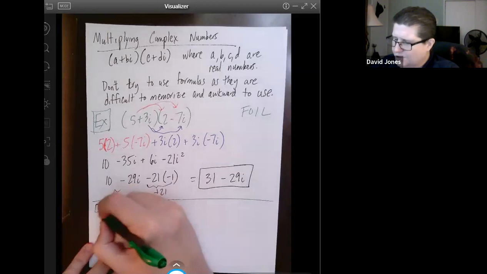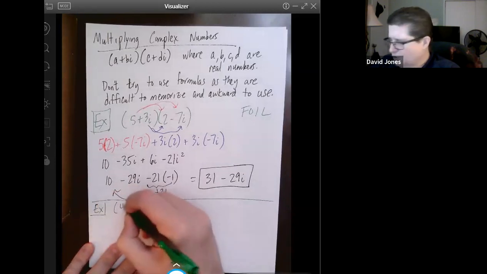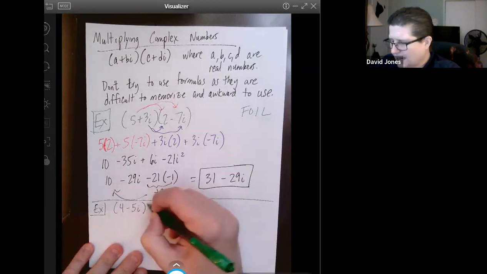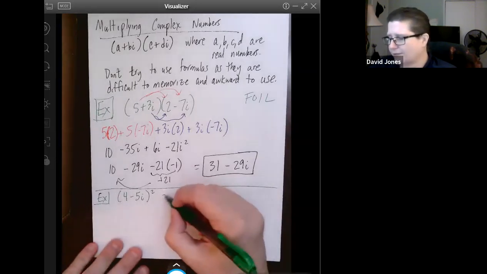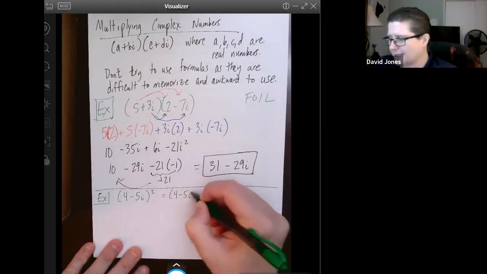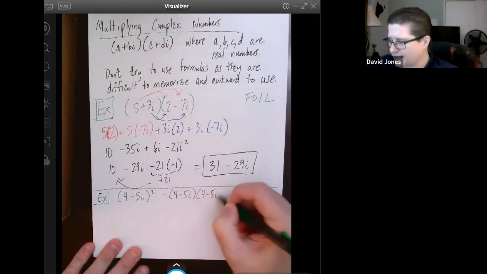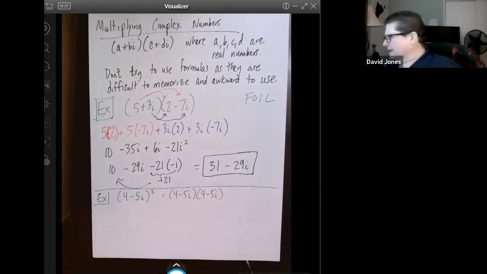Why don't you guys give it a try? Let's do the quantity 4 minus 5i, and I'm going to square it. And remember, when you're squaring stuff, especially a binomial like this, we can't just square each term. You're better off writing it as 2 parentheses multiplied together. That way you'll see you need to distribute. Pause the video, go ahead and take a crack at it. All right, I'll assume you did.